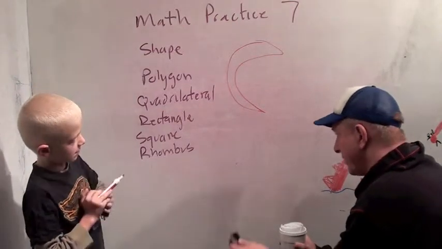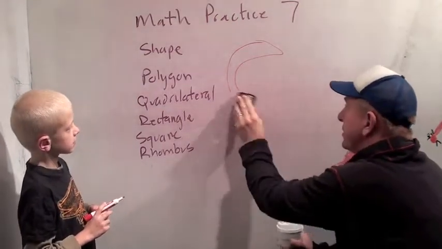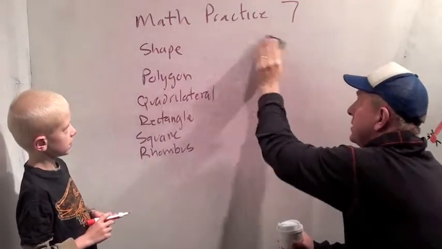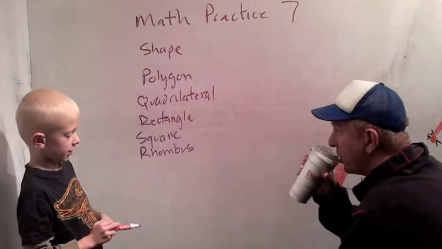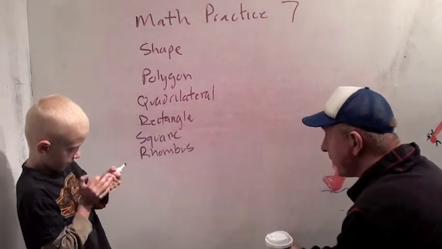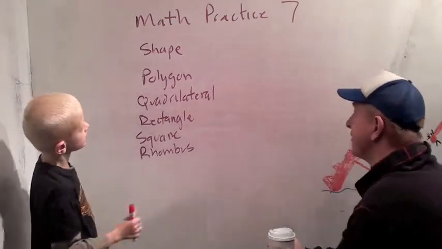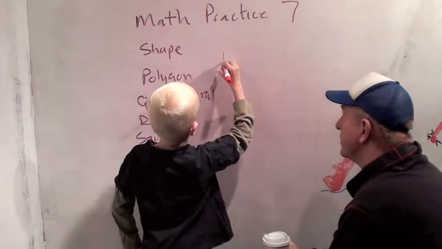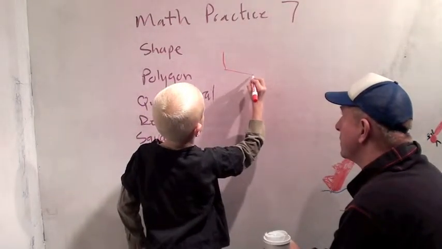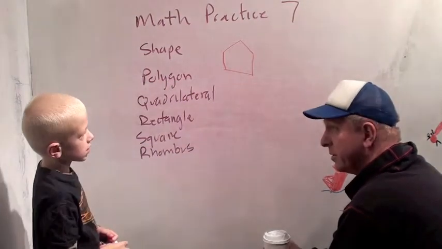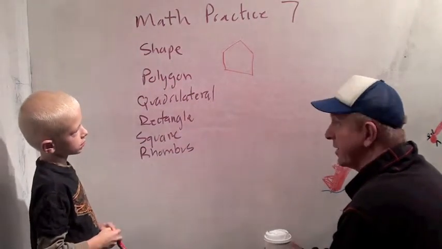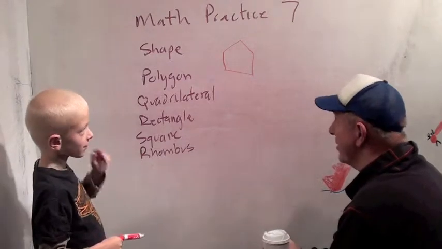Okay. What's the difference between a shape and a polygon? A shape can really be anything, right? Yeah. What's a polygon? A polygon has straight sides. Okay, awesome. So draw a polygon for me over here. Okay, cool polygon. That kind of looks like what? A house. All right, awesome.